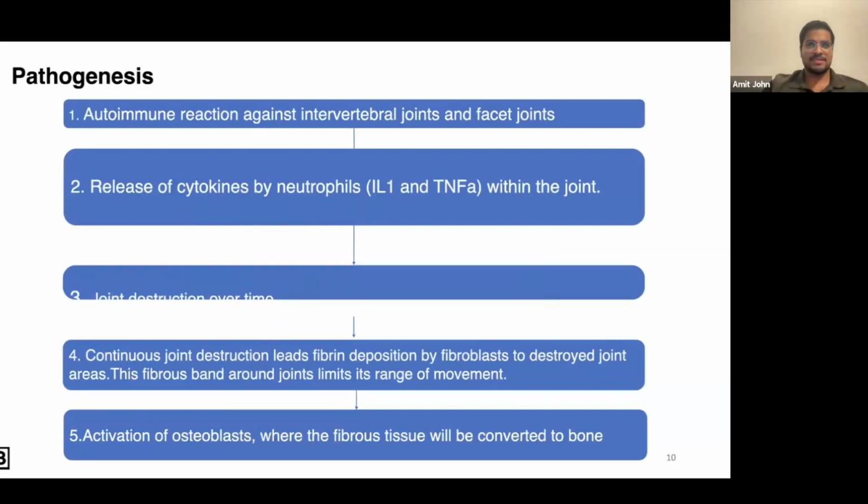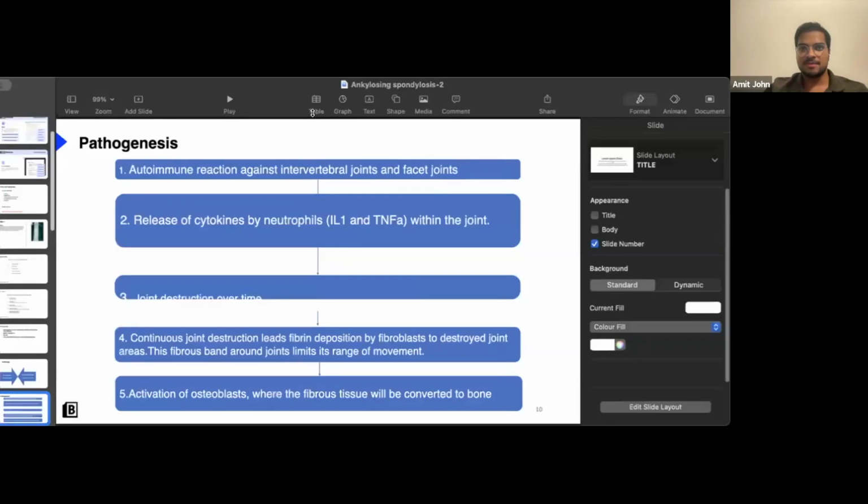So the pathogenesis, so hang on, let me just adjust these slides. Okay, just move this out of the way.